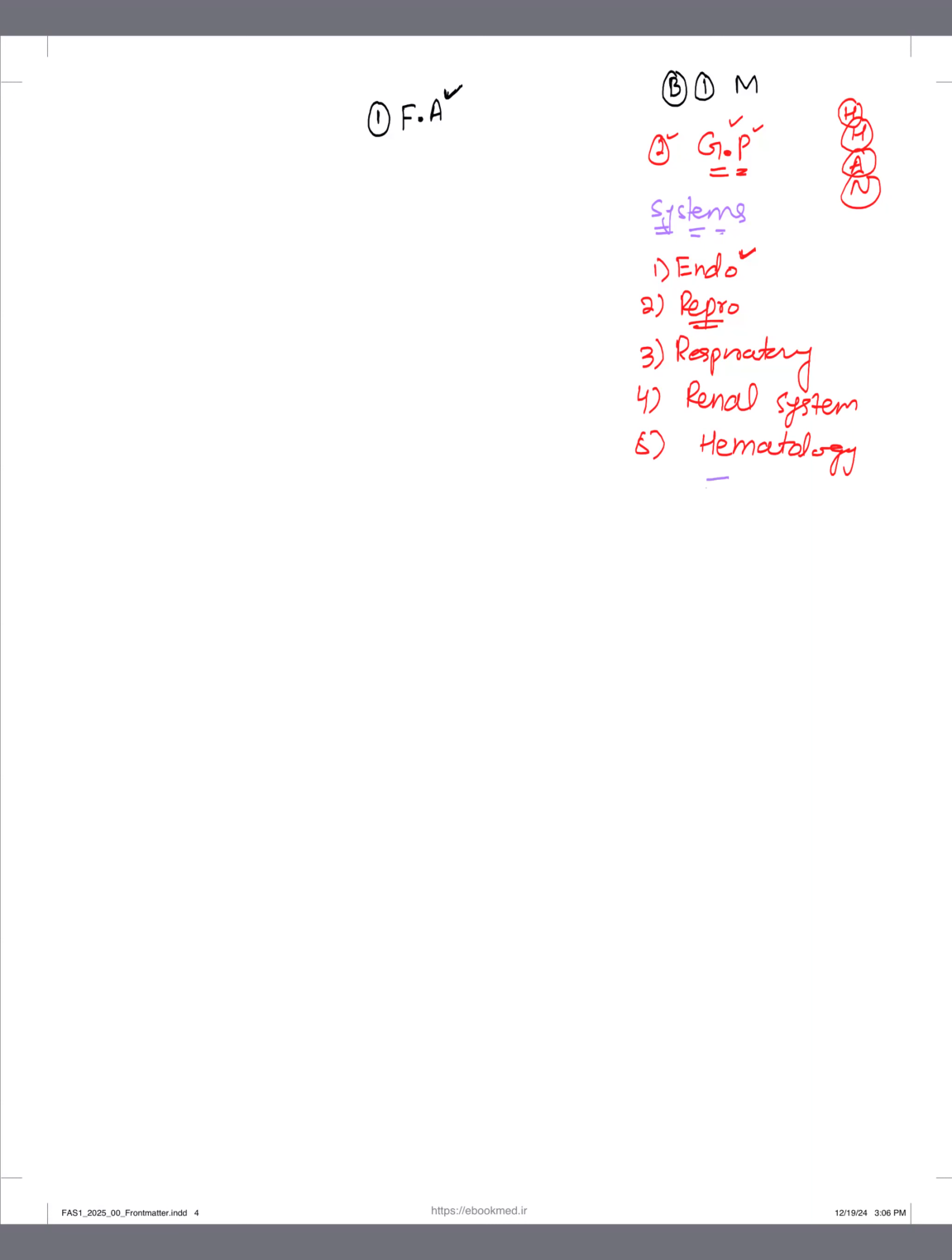After that we have the little lengthy and long systems: the CVS system, then the CNS system, then the musculoskeletal system, and on the ninth we have the GIT system. These are the important systems which you have to prepare for your exam. If you are planning to go for Step 1, these are the systems which you have to complete before going for the exam. So this is the sequence of systems.